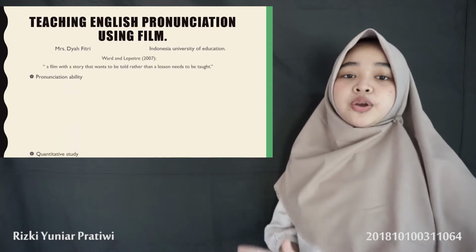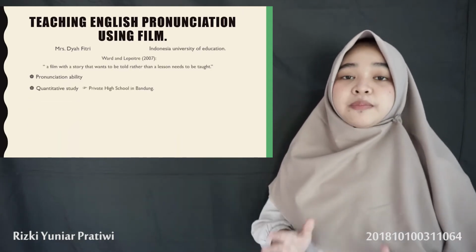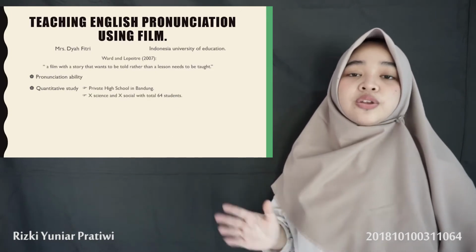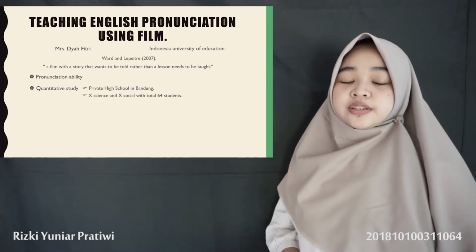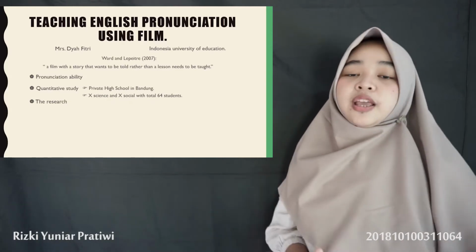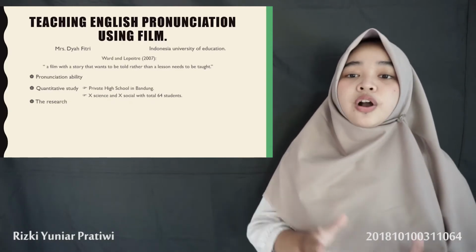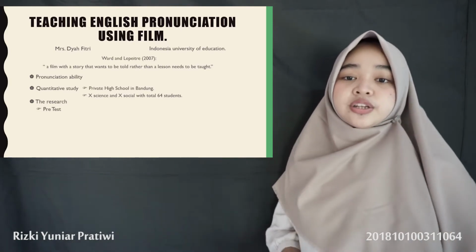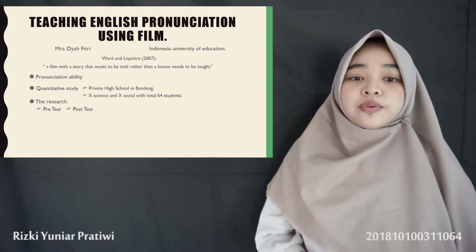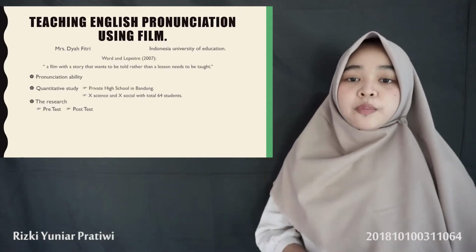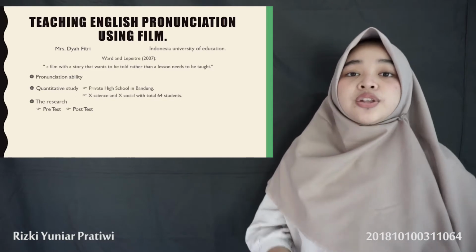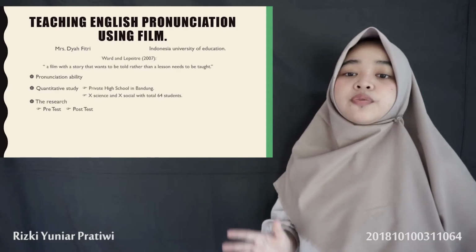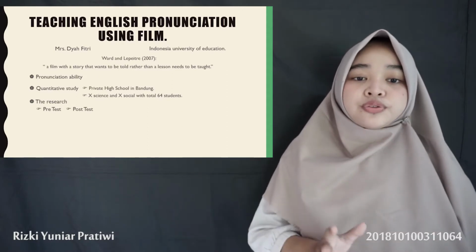This study applied a quantitative method in a private high school in Bandung, and the participants were class 10 science and 10 social with a total of 64 students. The researcher tested the students' ability to pronounce some vocabulary at the beginning of the research, the pre-test, and at the end of the research, the post-test, the students were tested based on two aspects, pronunciation and intonation. To analyze the data, the researcher used the test formula adapted from Anas Sudijono's book to find out the result.